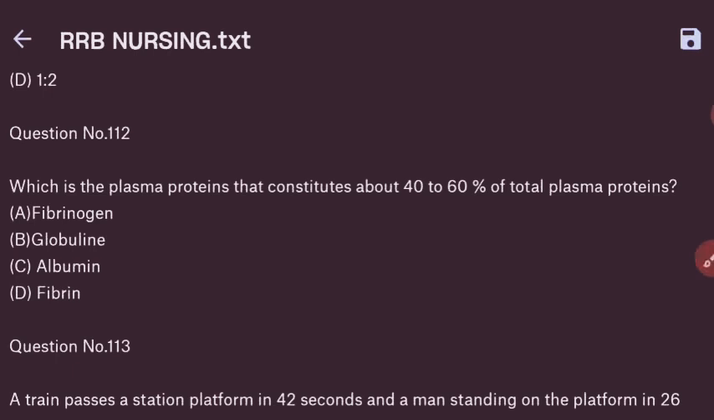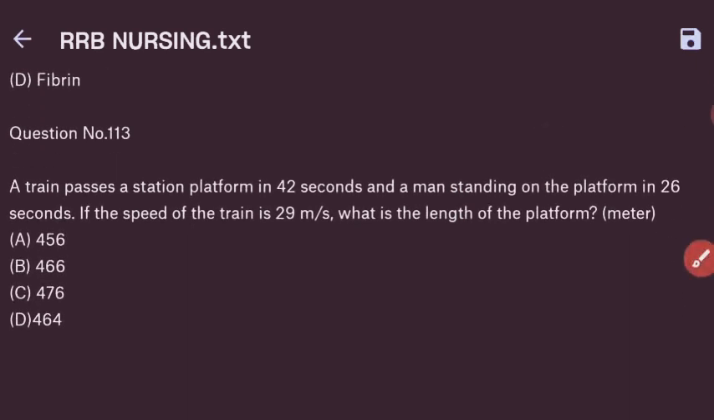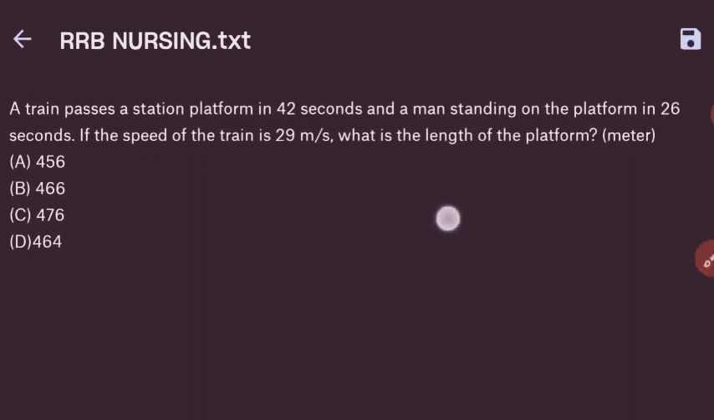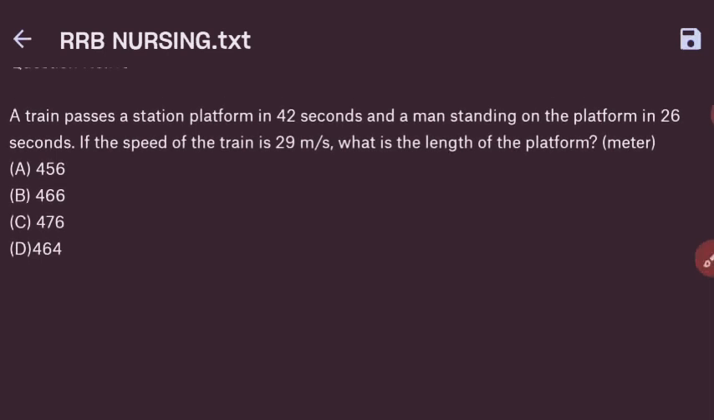So here our right answer is albumin. Okay, C is the right answer. Next question: a train passes a station platform in 42 seconds and a man standing on the platform in 26 seconds. If the speed of the train is 29 meters per second, what is the length of the platform?